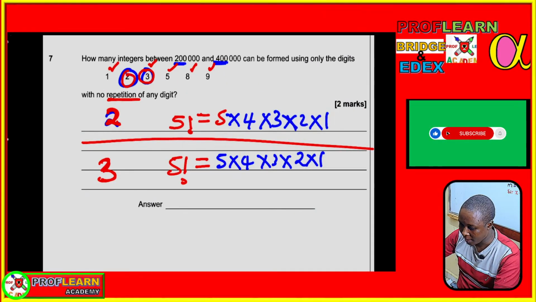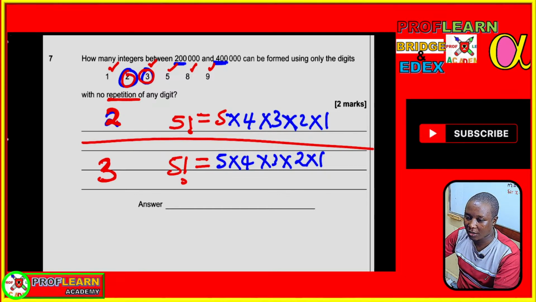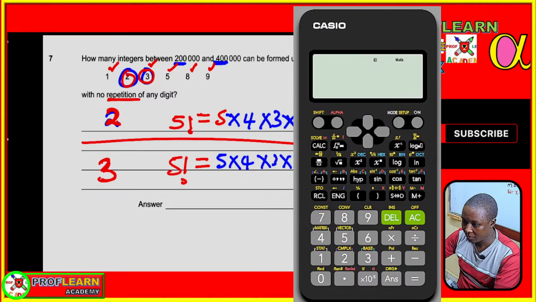However, you can put that in your calculator. 5 factorial. Let me just share the calculator at this given point. Yeah, let me just share the calculator here so that we can put in that part. Yeah, so 5 factorial. Where is factorial here? Let's check in our calculator. How do you get factorial? Where is factorial? 5 factorial, guys. Can you tell me where the factorial is in this calculator?